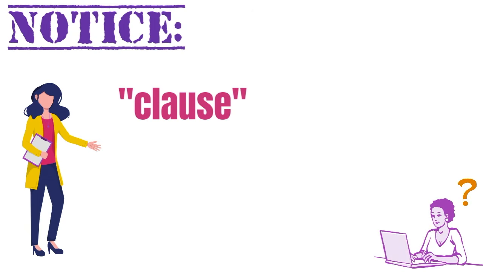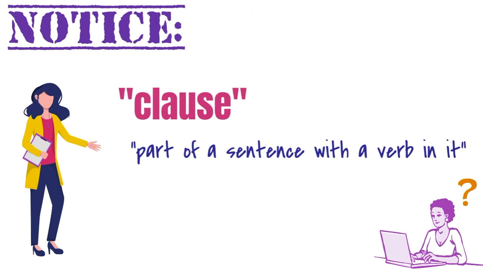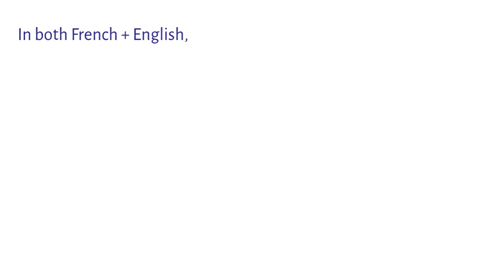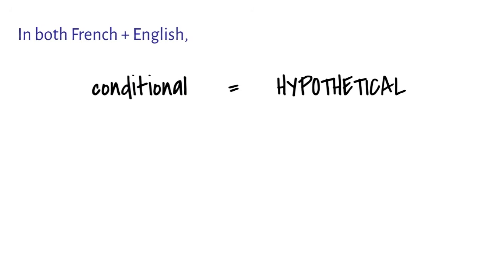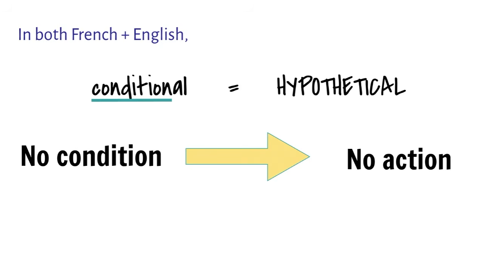So when I say clause, you can just think a part of a sentence with a verb in it. If you want a more detailed explanation of clauses, have a look in the video description. In both languages, we use the conditional to talk about things hypothetically. It's called conditional because it only happens when and if a condition is met. If the condition isn't met, it won't happen.